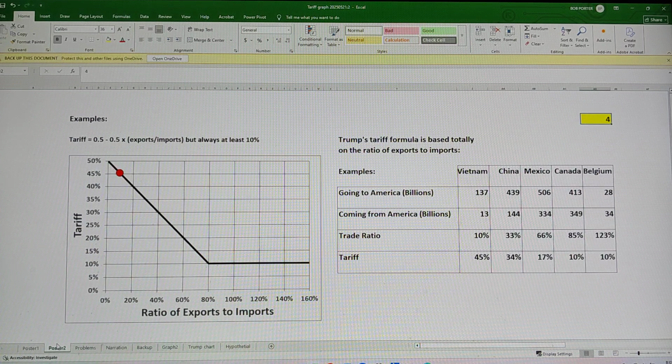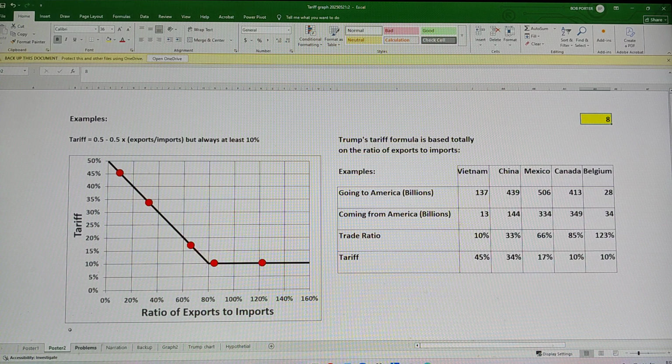We've got a low trade ratio and a very high tariff, almost 50%. Now let's look at some other countries that have slightly or significantly higher trade ratios. First, there's China, Mexico, Canada, and our last sample country, Belgium. Note that Belgium has a tariff of 10%, despite the fact that it has a trade ratio greater than 100%.